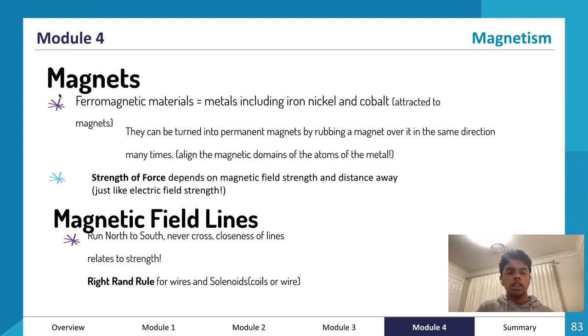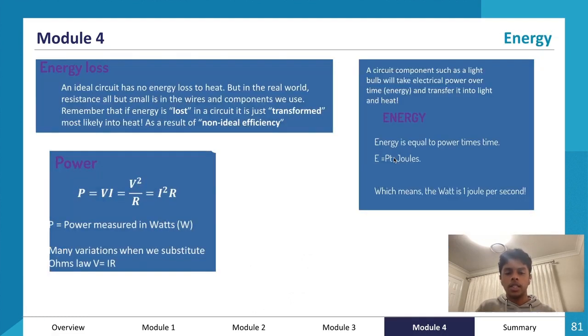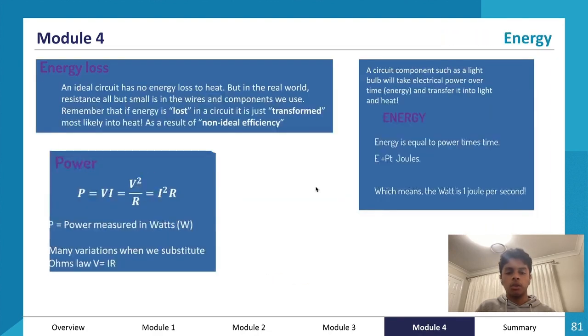Ferromagnetic materials, you will learn about them in more detail in class, but the main thing to know is that they have magnetic domains, and if we align the magnetic domains of the atoms in the metal, then we make it magnetic. Another important thing is Kirchhoff's laws, and also resistance within parallel and series circuits, and the formulas for voltage and power. So it's mainly the formulas.